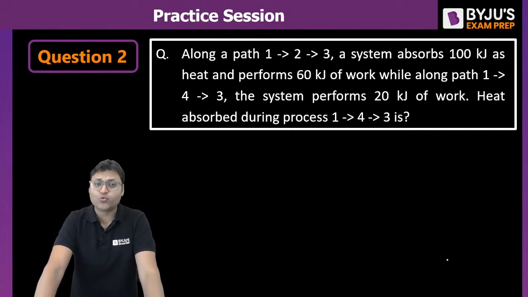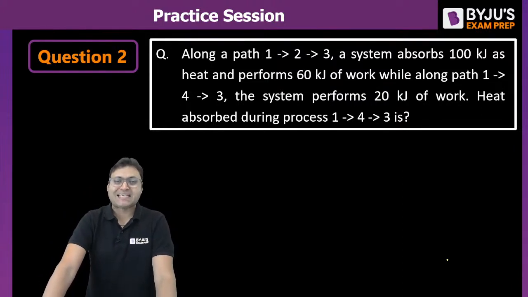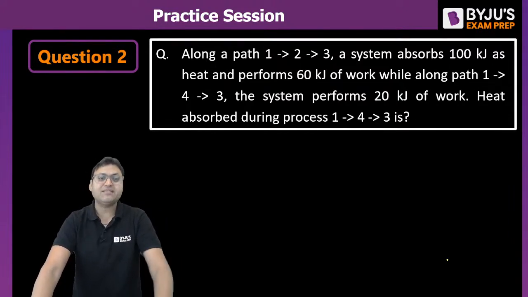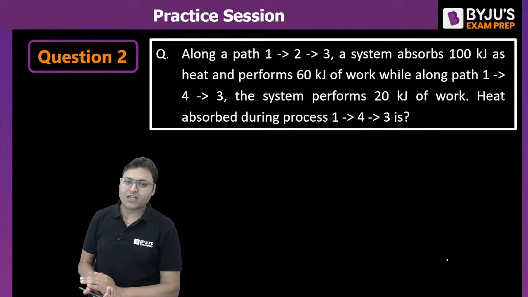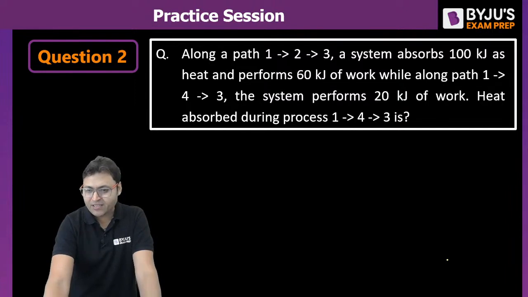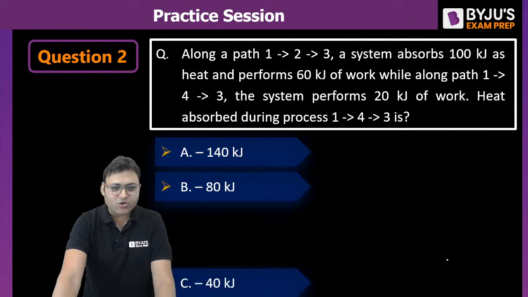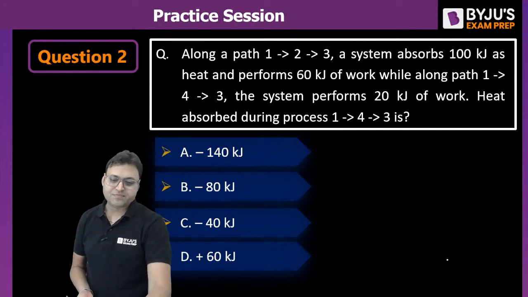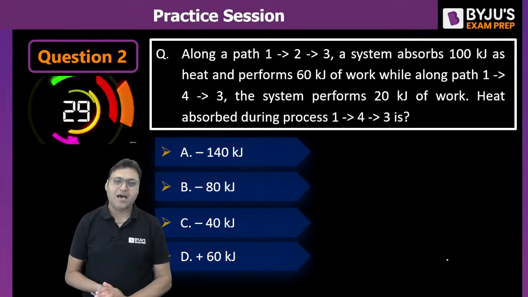Along a path 1, 2, 3, a system absorbs 100 kilojoule as the heat and performs 60 kilojoule of work. While along another path 1, 4, 3, it means for both the paths initial and final states are same, the system performs 20 kilojoule of work. What will be the heat absorbed during the process 1, 4, 3? Your options are minus 140 kilojoule, minus 80 kilojoule, minus 40, or option D says plus 60 kilojoule. Get me the answer quickly and your time starts now.